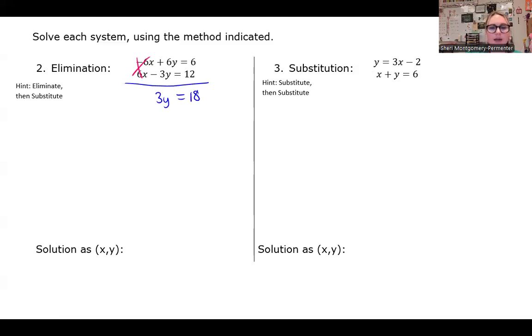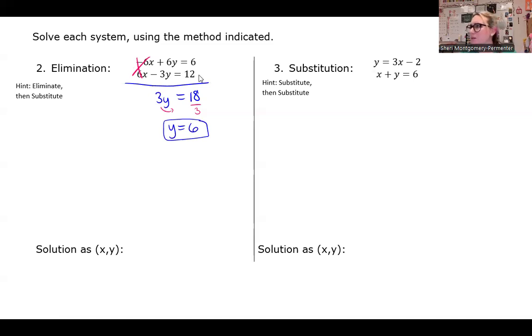So we just got one step to get y by itself. Divide by 3. And we get y is equal to what? 6. Beautiful. All right, I know what y equals. Now I'm going to take y and substitute it into one of the other equations.